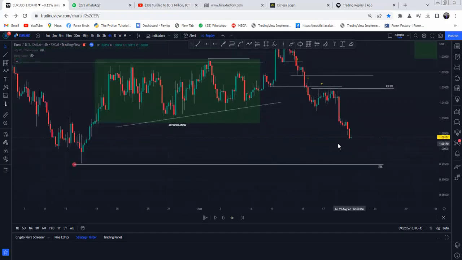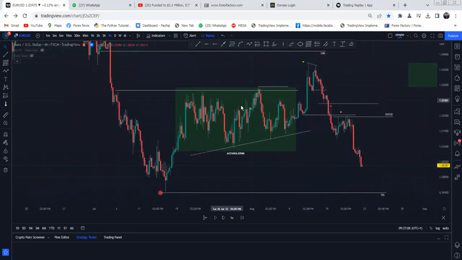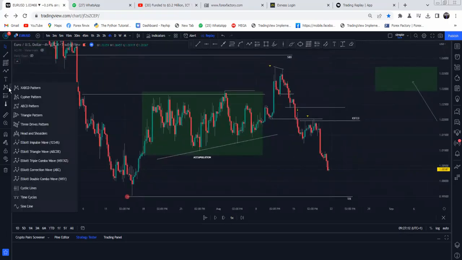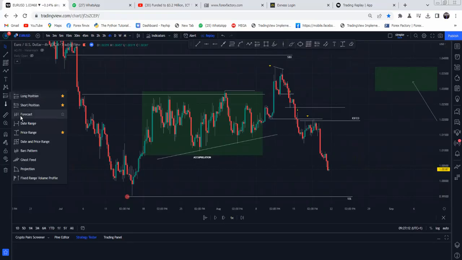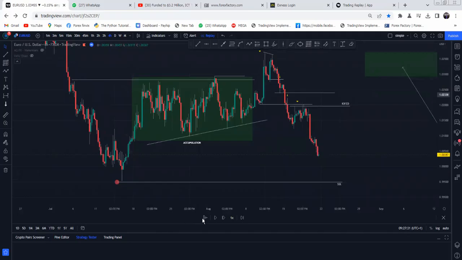Remember, the draw on liquidity is very high because it's coming right from the high time frame perspective, and we have had a very nice accumulation for some days. Price has been accumulating for how many days? Let me just check that. Price for like 22 days, so that's about a month or so. So price has been accumulating for 22 days, gave us a manipulation, and now a distribution is in play.